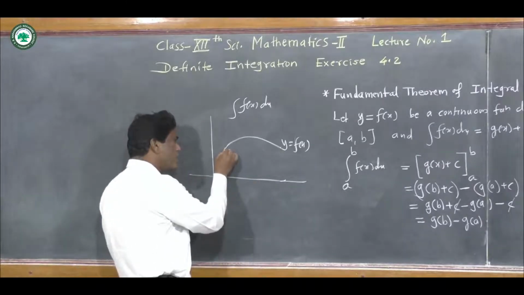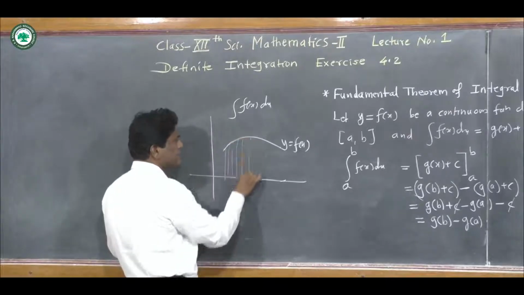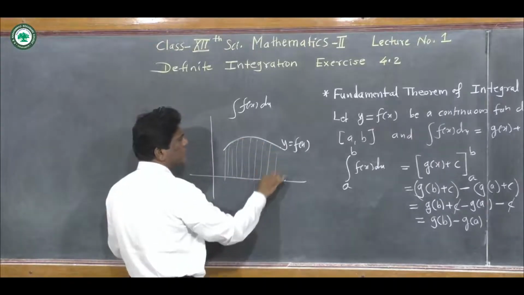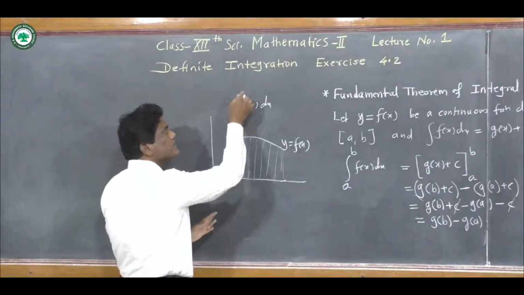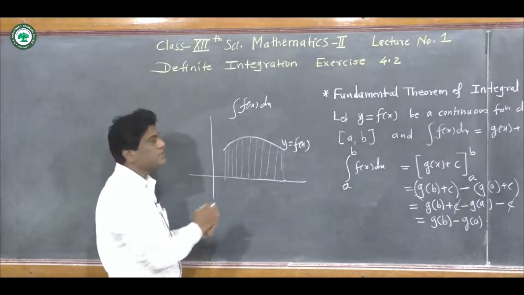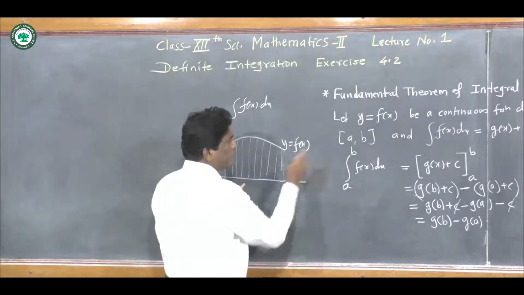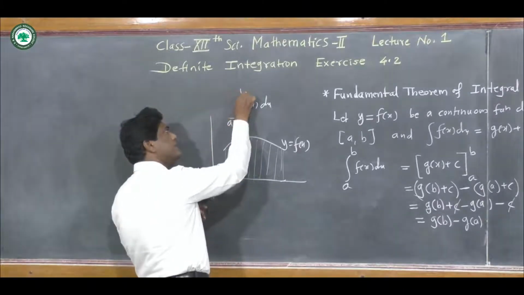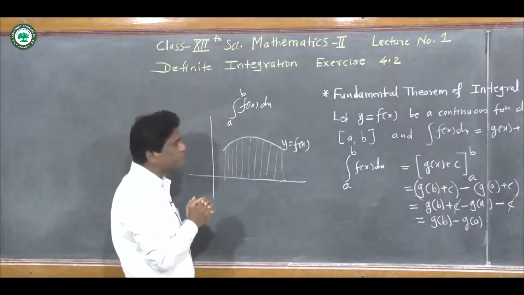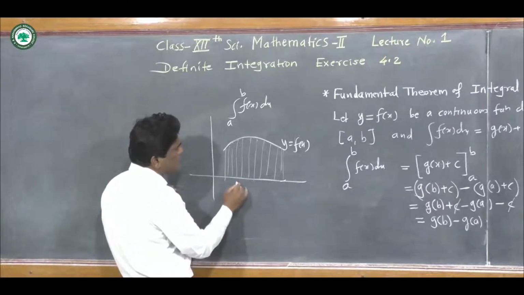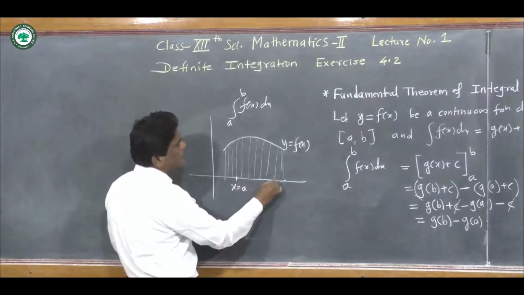We take the small part of this area and we add these areas by this integration. This is the integration of f of x dx. Now here integration from a to b f of x dx means it is the definite fixed value of that area. Suppose here x is equal to a, and here suppose x is equal to b.